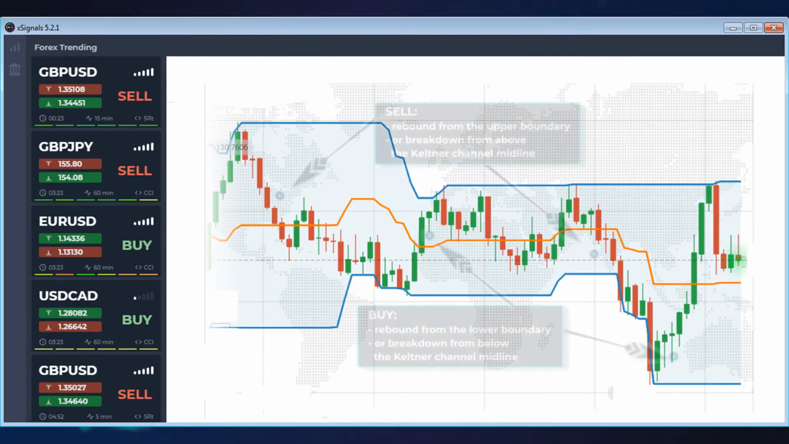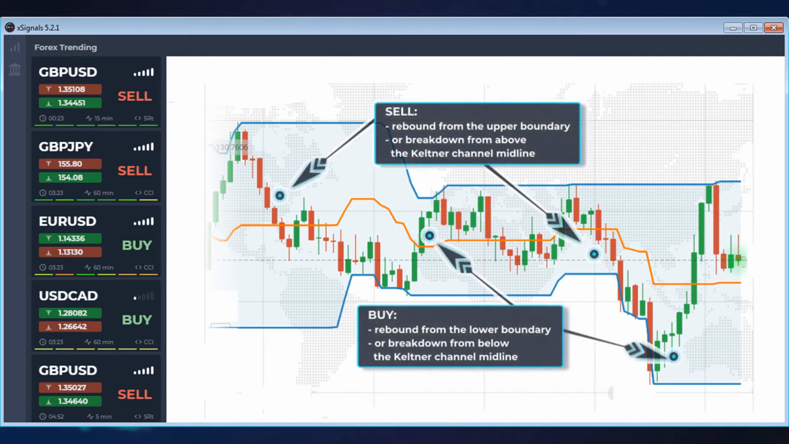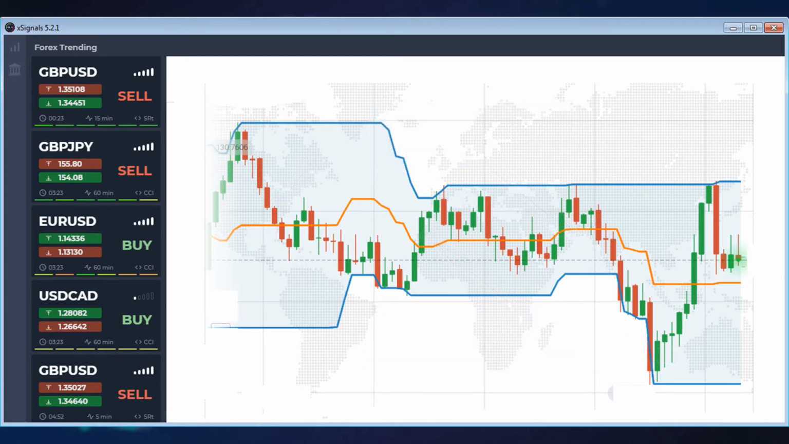On the screen, trading signals and open order when the following conditions are met. Buy: rebound from the lower boundary, or breakdown from below of the Donchian channel middle line. Sell: opposite conditions, rebound from the upper boundary, or breakdown from above of the Donchian channel middle line. We trade orders for a rebound only 3 to 5 candles after its start. We are sure to wait for a reversal of the Donchian channel.